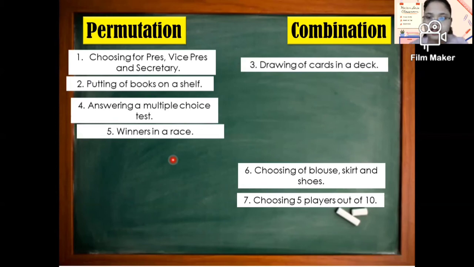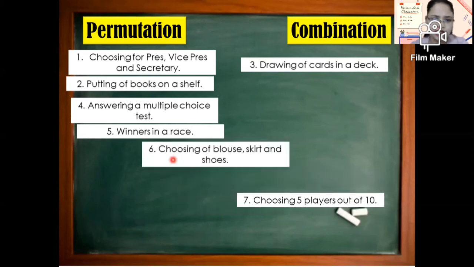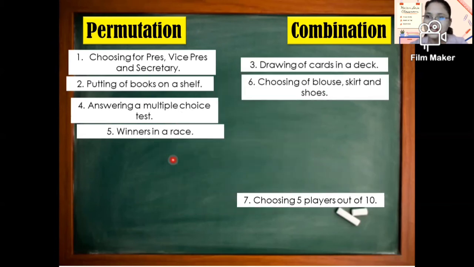Number 6, choosing of blouse, skirt, and shoes. Is it permutation or combination? Tingnan natin. So, that is combination. Okay? Kasi pipili ka lang naman ng gusto mong masuot na blouse, na skirt, at ng shoes. At last, number 7, choosing 5 players out of 10.